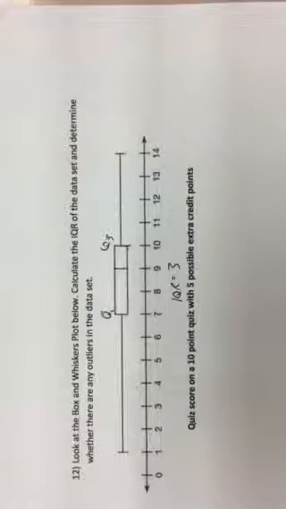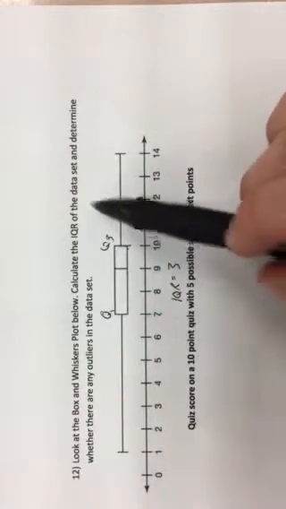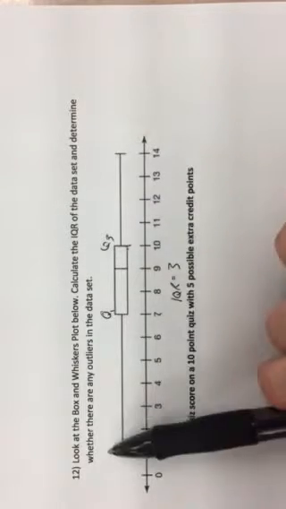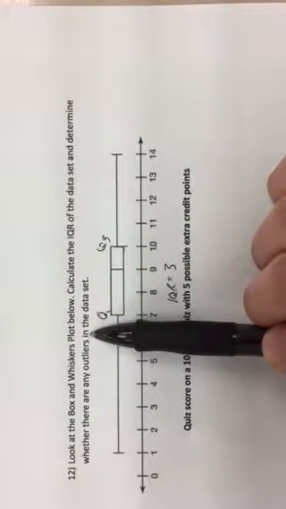Okay, number 12 says, look at the box and whiskers plot below and calculate the IQR of the data set and determine whether there are any outliers in the data set.